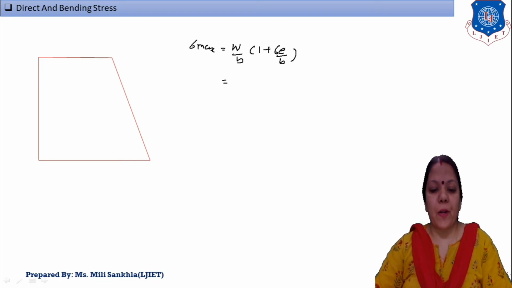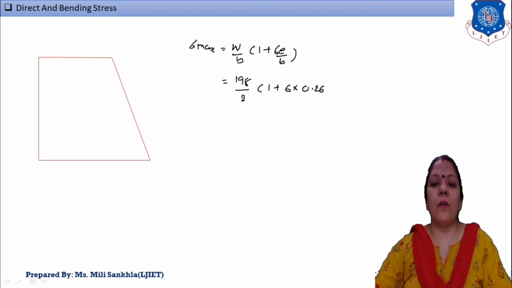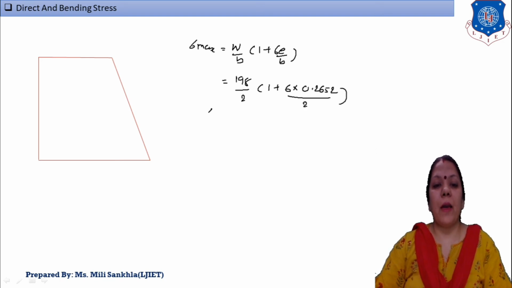Now what is capital W? Capital W is equal to 198, B is equal to 2, and 1 plus 6 into E. E we recently found out is equal to 0.2652 and B is given 2 meter. Now my answer of this sigma max is equal to 177.76 kilonewton per meter square and compressive.